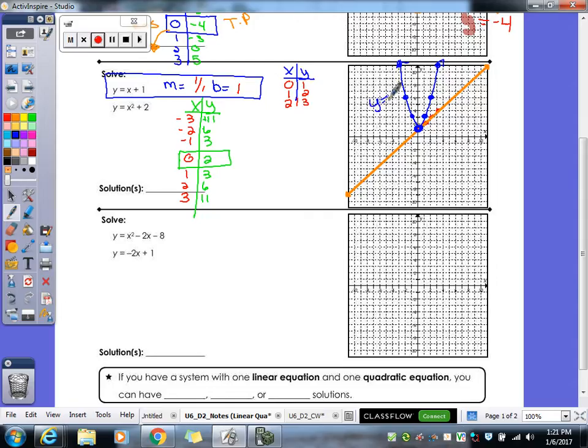Make a smooth curve. Arrows at the end. Label your parabola and your line. And the intersection or solution is 0, 1. All right. So the solution on this one is now no solution because this one, 0, 2, I graphed it wrong initially. So 0, 2 is right here. And so this one does not intersect, no solution.